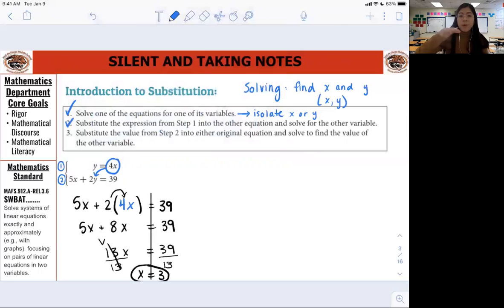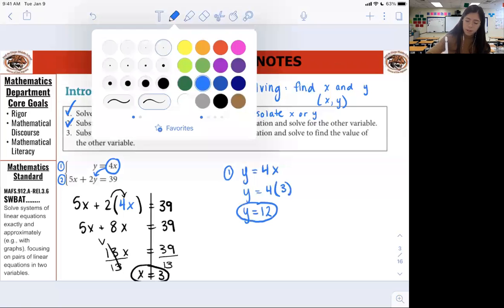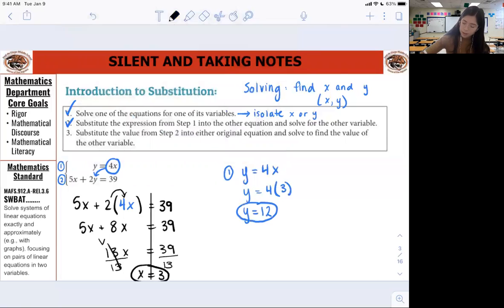Now that I have the value of x, step 3 says substitute the value from step 2 into either original equation. So basically we can do what we did in the bell ringer. Once you know the value of x, you can take that number and plug it back in. Does it matter which one I plug it into? It does not. You always want to pick the one that's easier though. So in this case, should I plug it into equation number 1 or into equation number 2? 1. Yeah, 1 is way easier than number 2. So I just take my equation and I plug in the answer that I got. I got 3, so I'm plugging in 3. 4 times 3 is 12. So all done. My final answer, matter of fact, let me write it this way. My solution is going to be 3, 12.